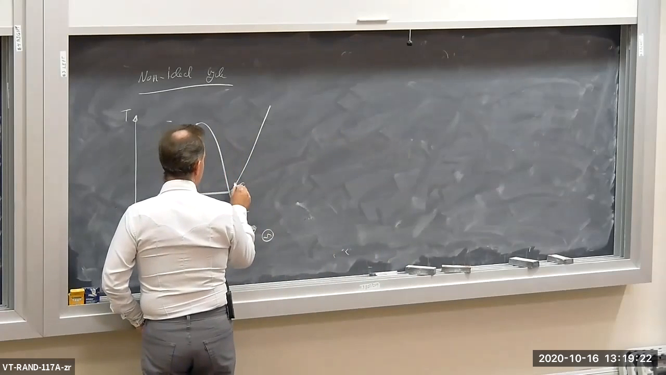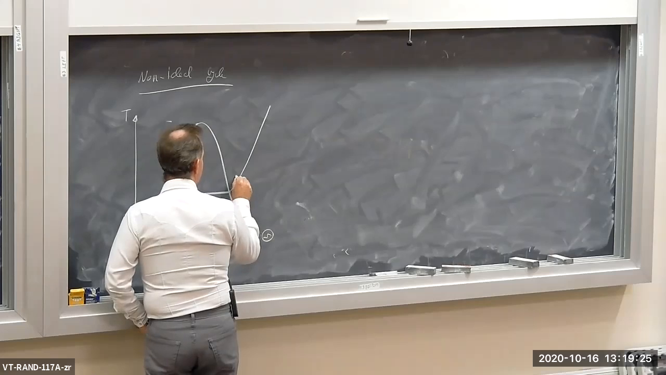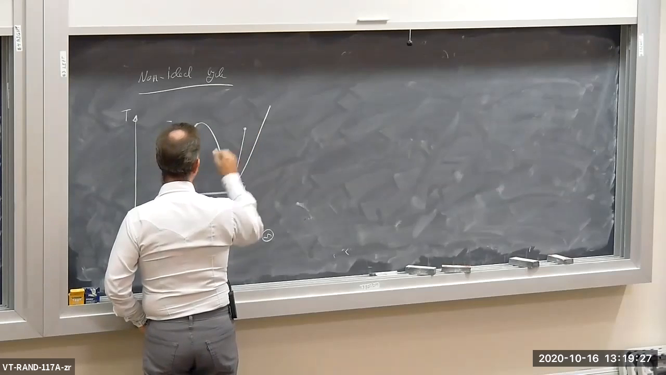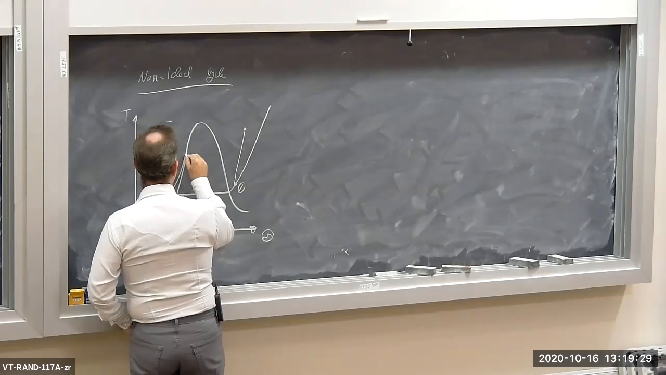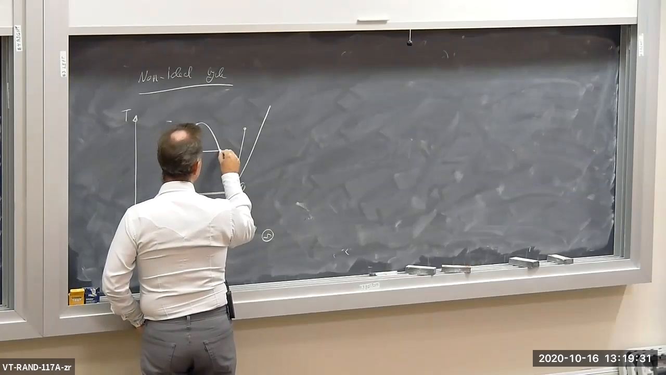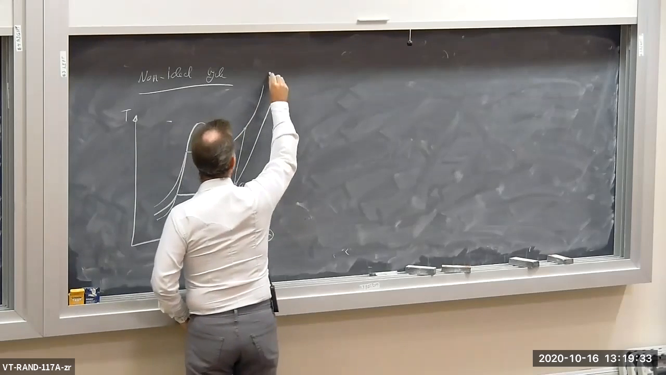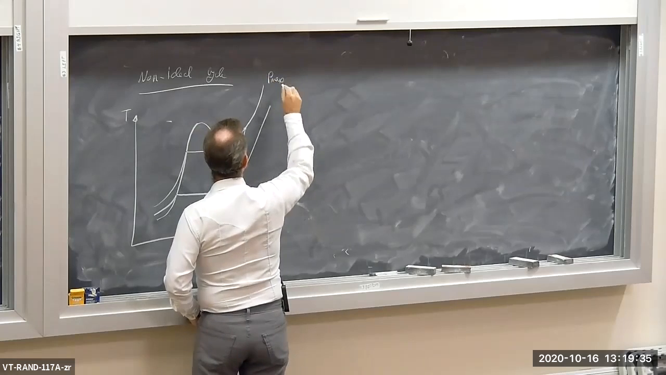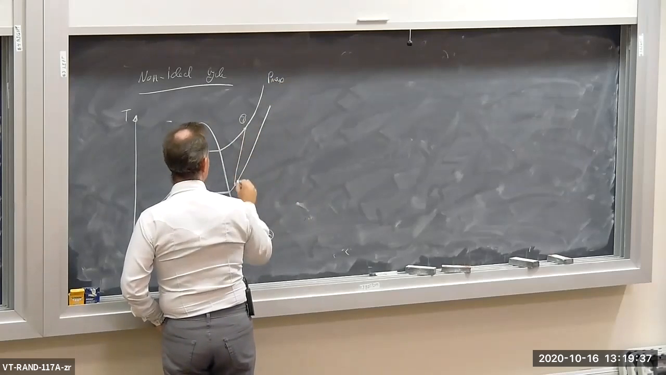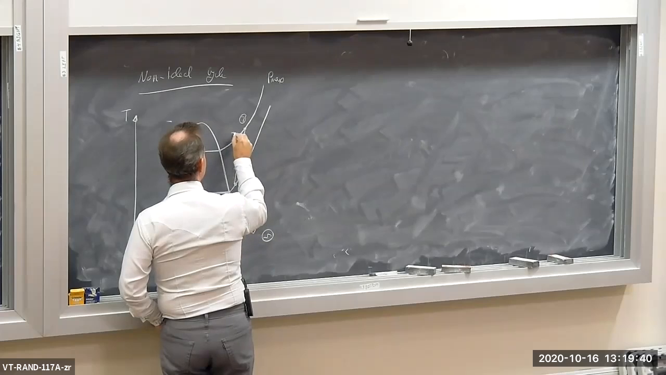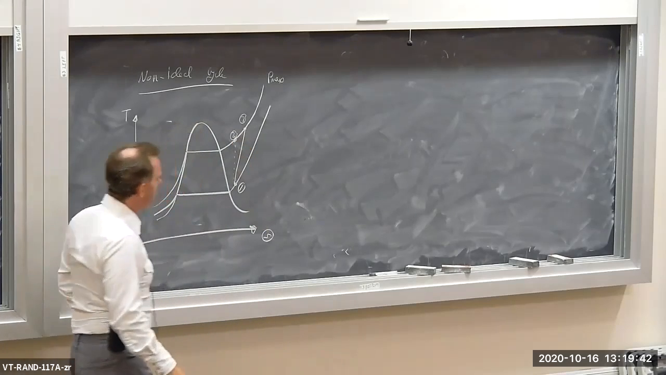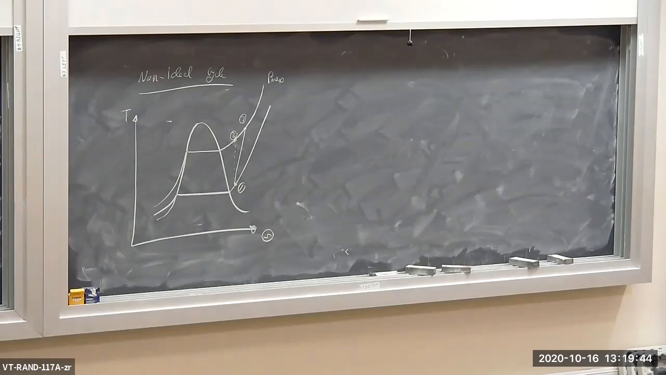Maybe. We could have non-isentropic compression up to P max. So this is state 1, this is state 2, this is 2 sub S. So we could have non-ideal compression up to state 2. Fine.